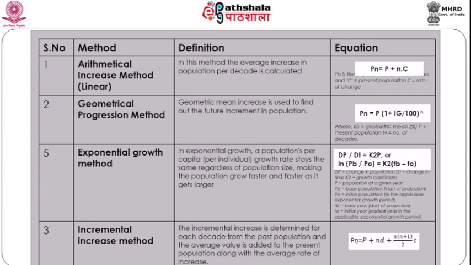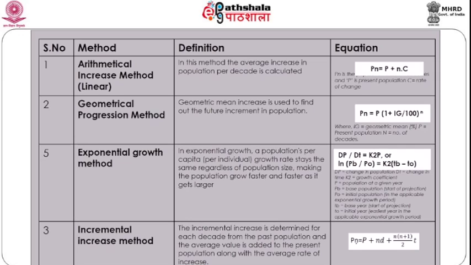So there are various methods of forecasting or projecting in order to find out the future population figures. We have the arithmetical increase method, which is the linear method, then the geometrical progression method, the incremental increase method, the logistic curve method, the exponential growth method, and the graphical method. So there are a number of methods in order to forecast.